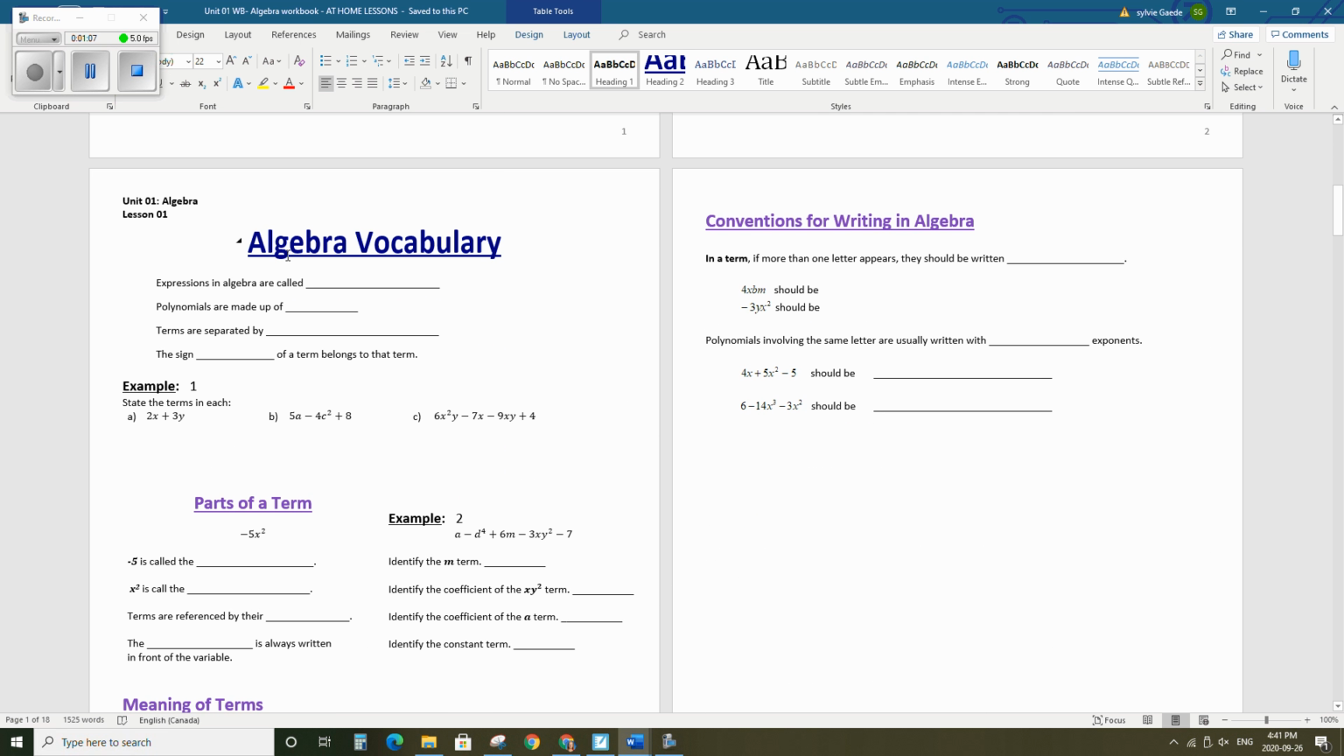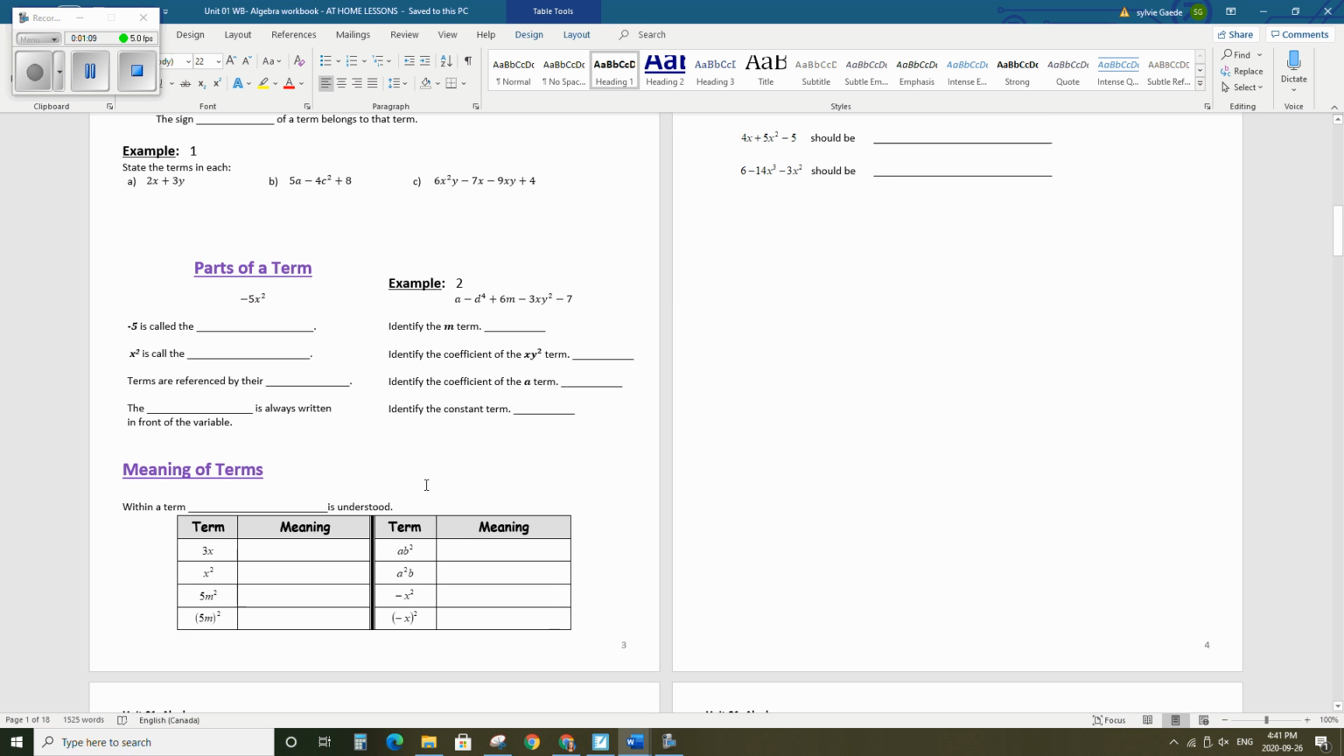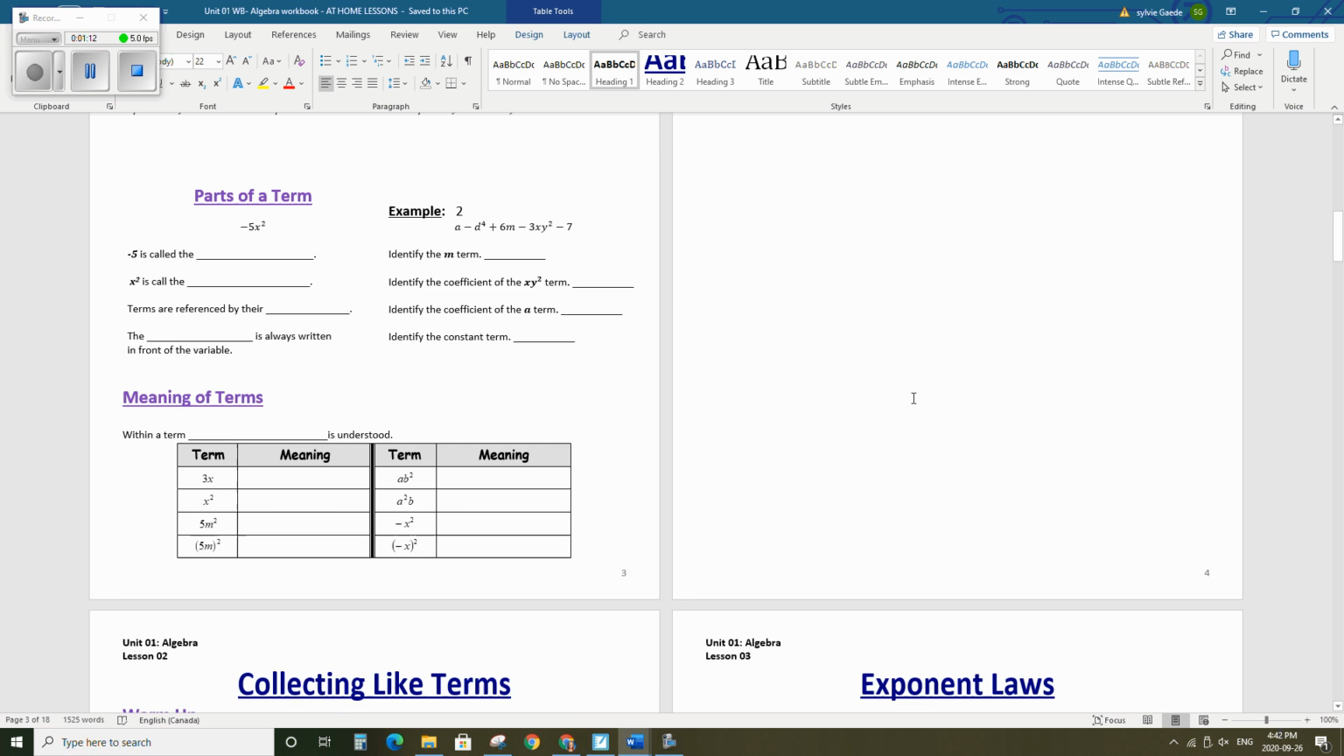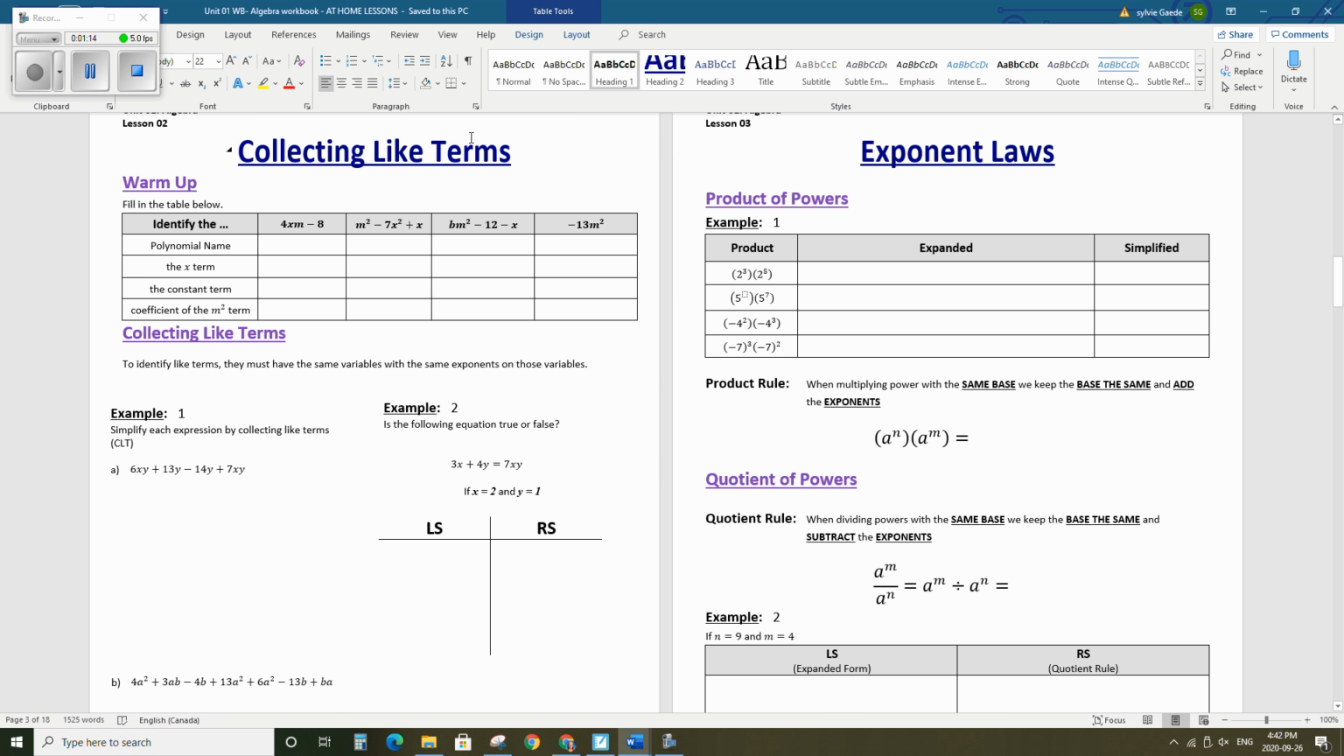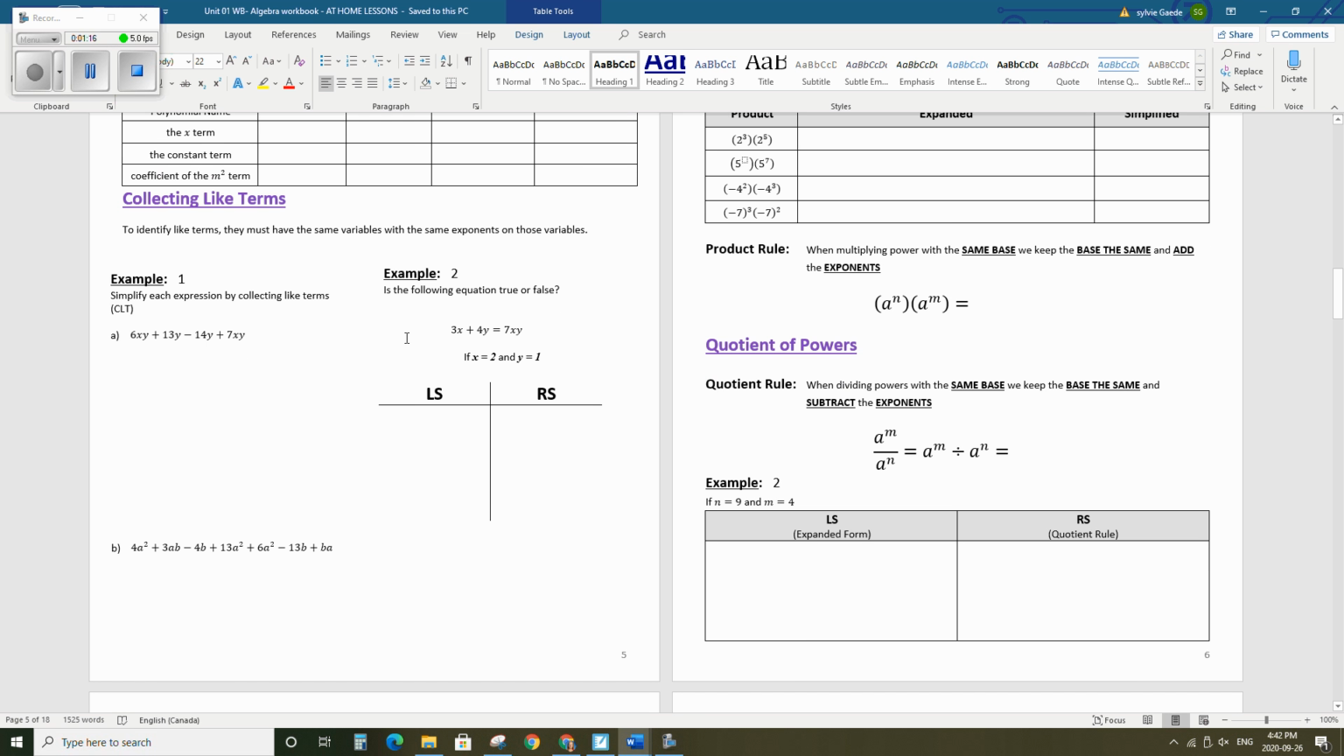Today I'm going to go through the algebra vocabulary. So I'm going to go through page 3. I'm going to go through page 4. And then on page 5 is the new topic, collecting like terms. I'm going to go through that as well.